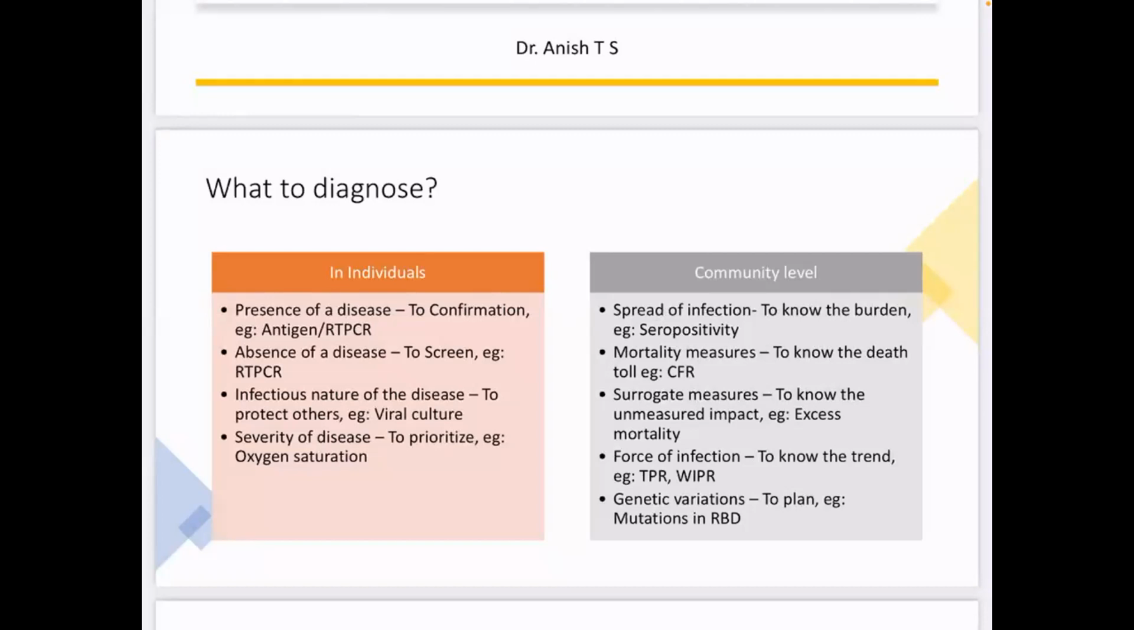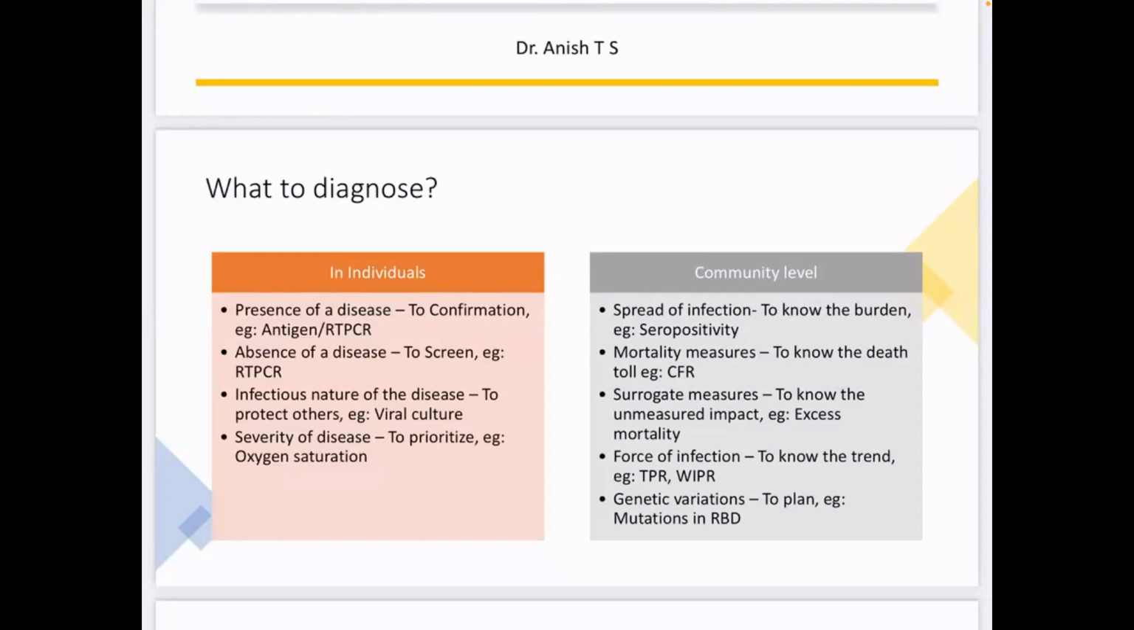And we have some force of infection measures. We want to diagnose the force of infection. We know that for the last 2 years, we have been facing the COVID-19 pandemic. But at this point of time, what is the force of infection? How strongly is this particular infection spreading in our community? In any pandemic, that is also important. To diagnose that, we have many indicators like TPR, that is test positivity rate. We have devised another indicator, WIPR, that is weekly infection population ratio.